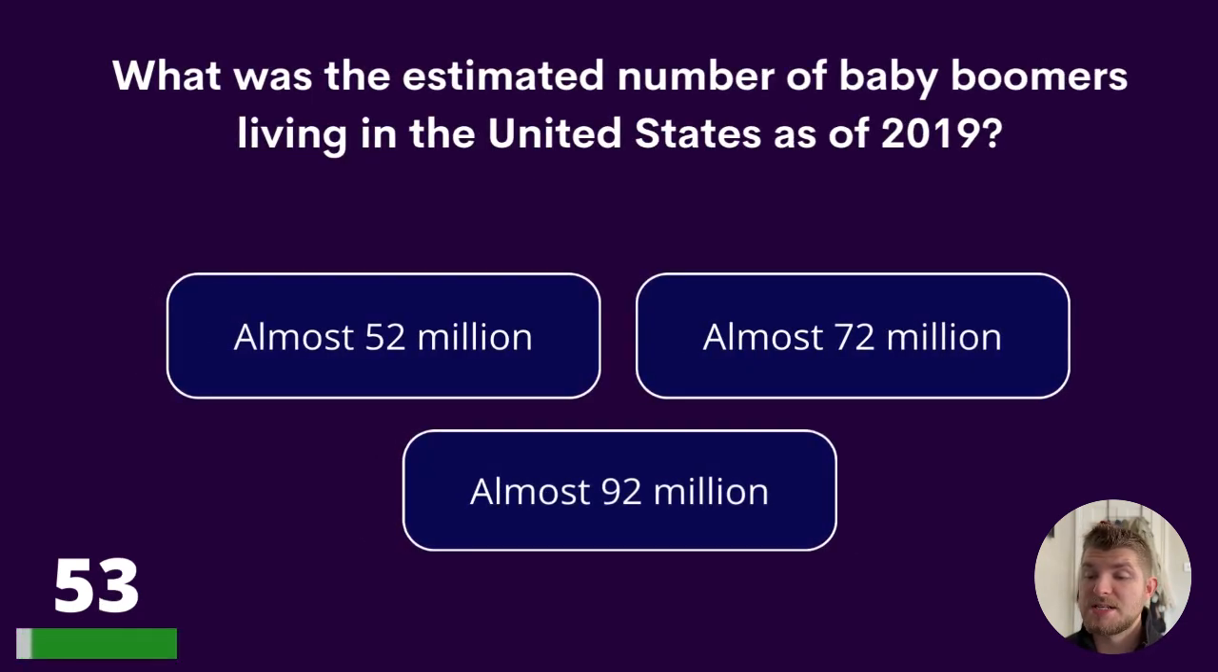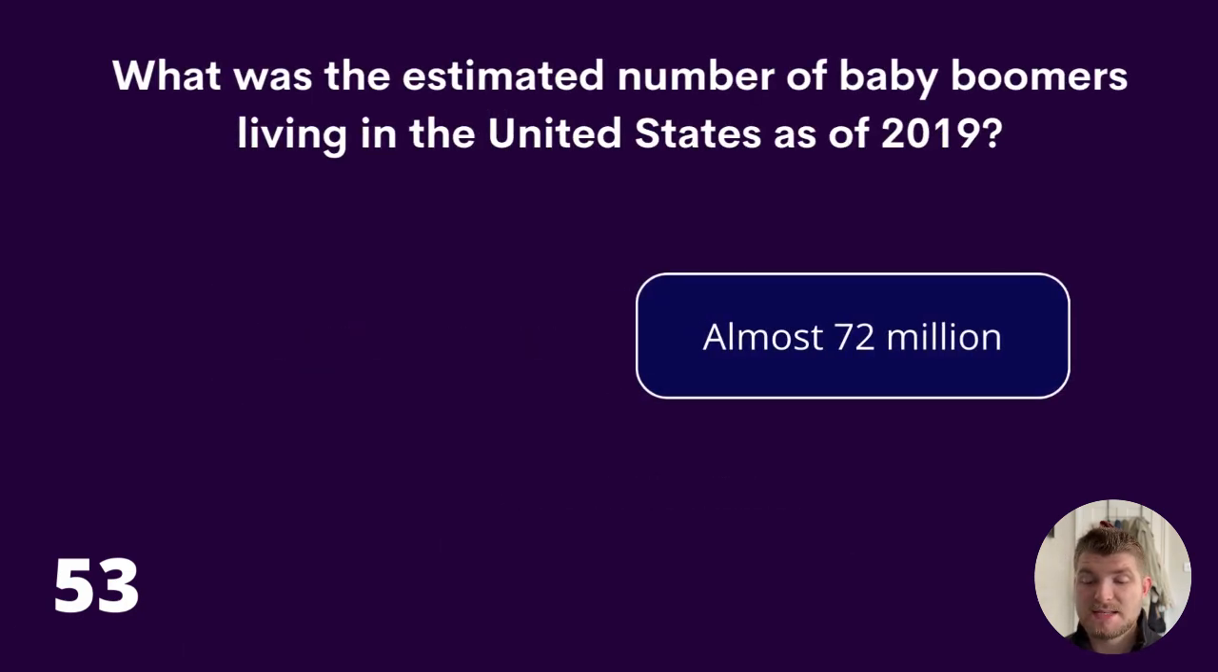53. What was the estimated number of baby boomers living in the United States as of 2019? Almost 52 million, almost 72 million, or almost 92 million? The answer is almost 72 million.